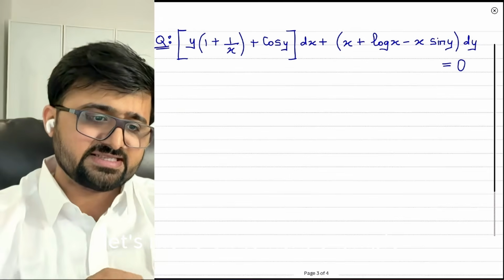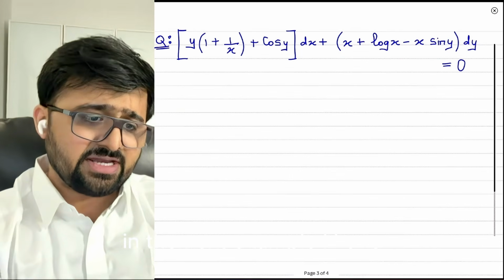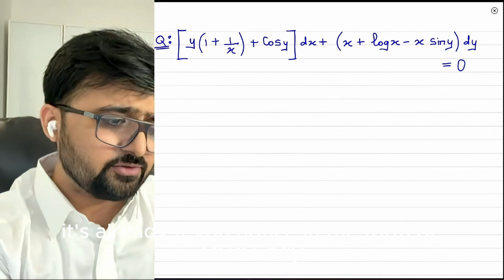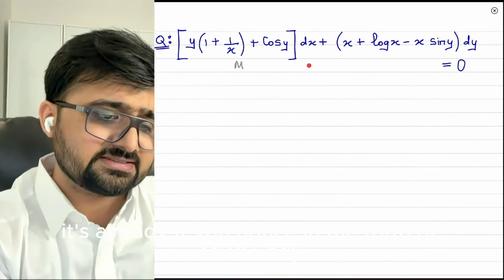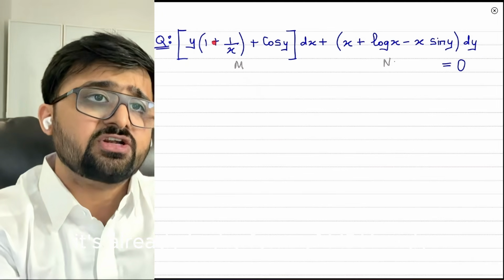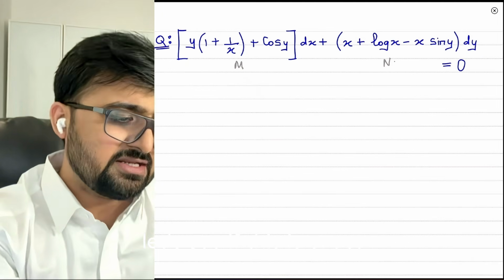Let's move on to the next example. In the next example, if you notice, it's already in the form of m dx plus n dy. Let's see if this is exact.